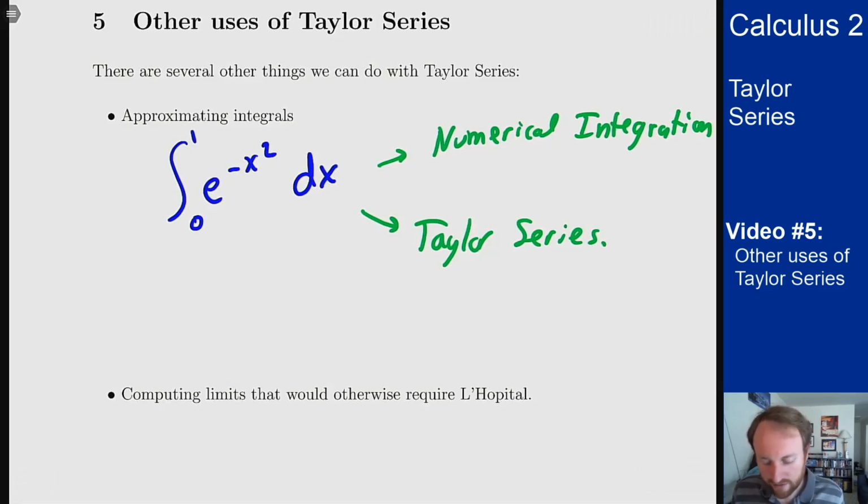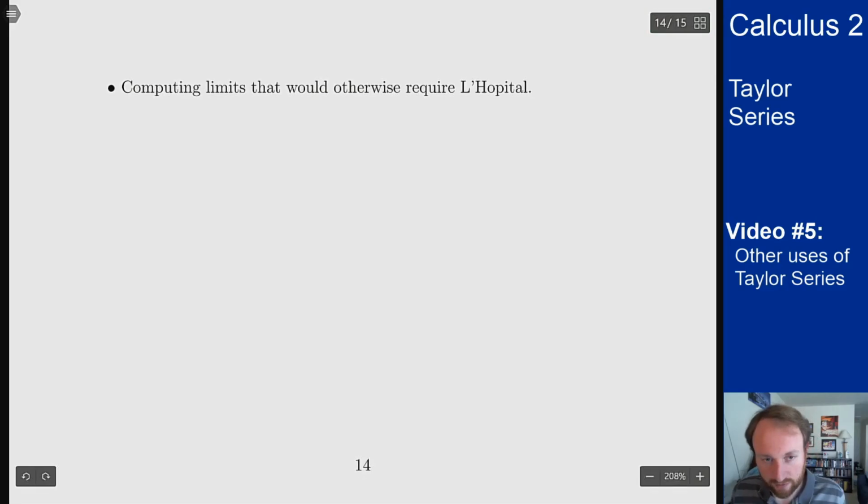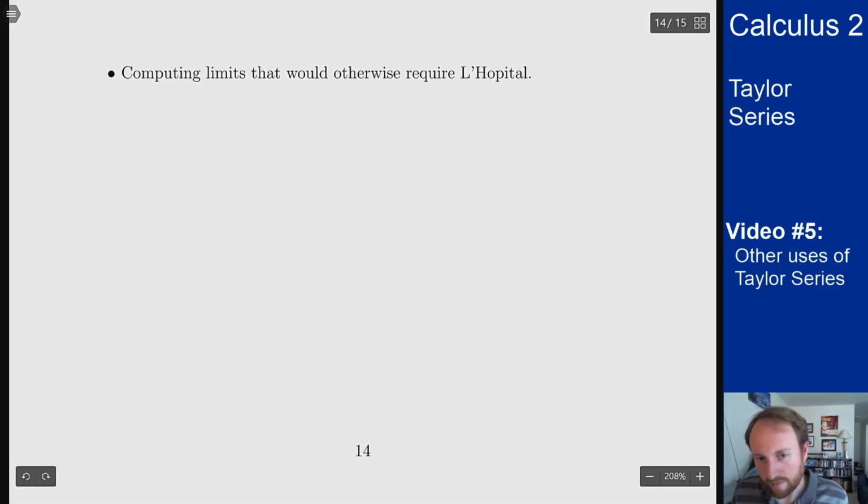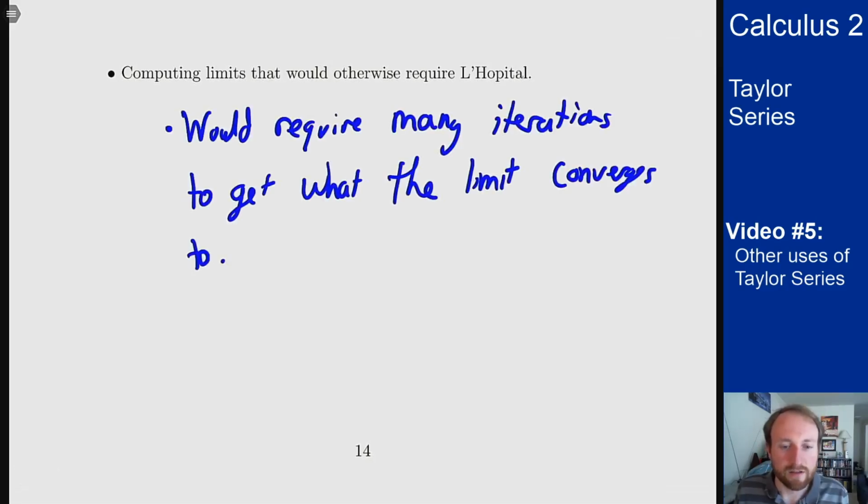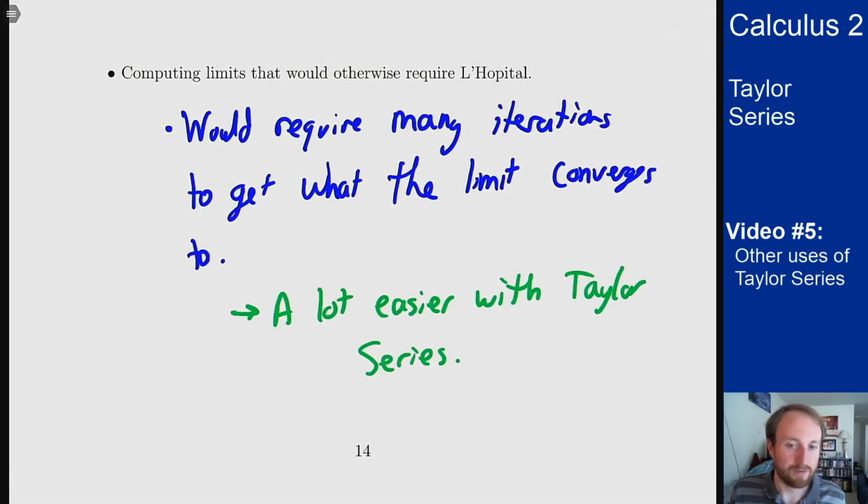The other use is with computing limits that would otherwise need L'Hopital's rule. So the main idea here is you can set up limit problems where it would require many iterations of L'Hopital to figure out what this converges to. With Taylor series, this process gets a lot easier. And we'll see how this works with an example.